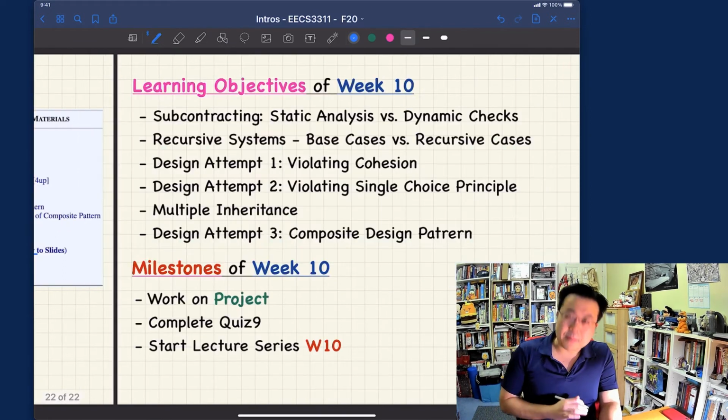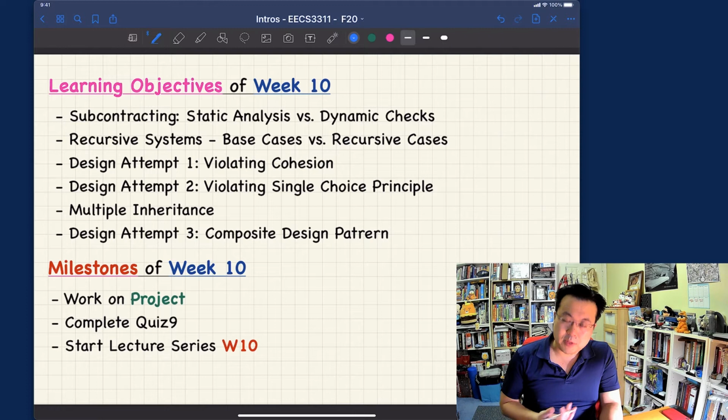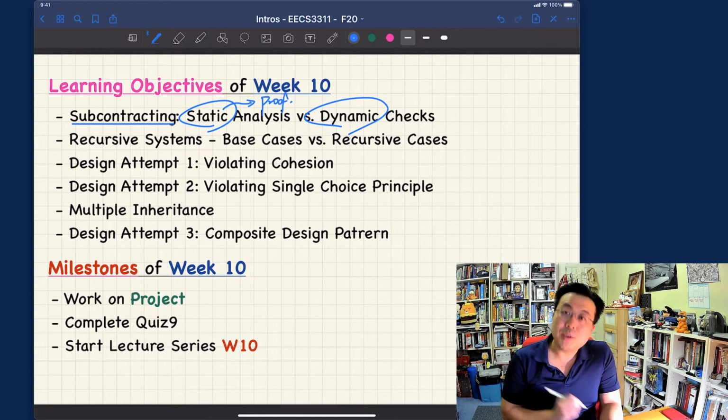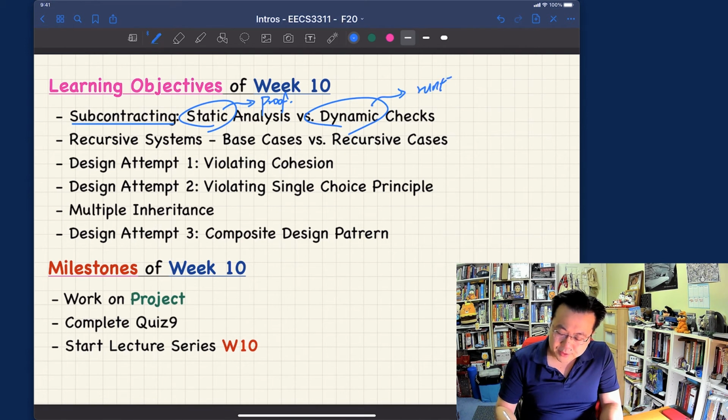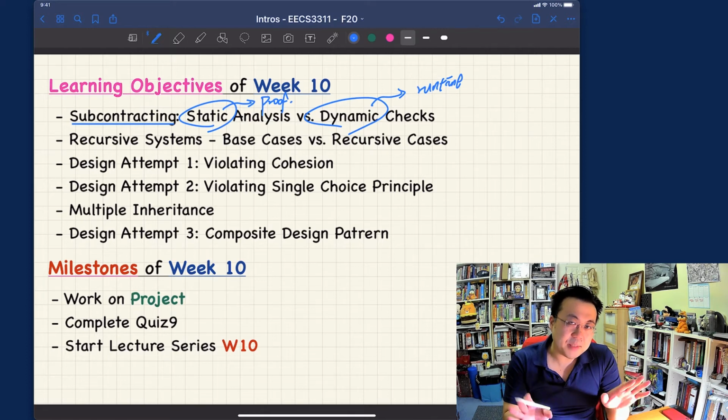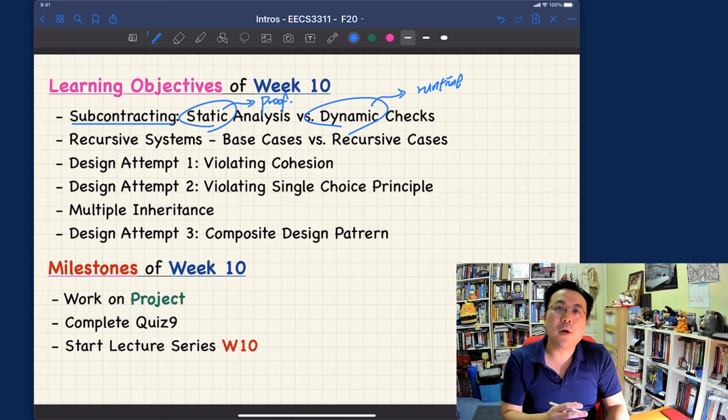Let's take a look at the milestone very quickly, and also the learning objectives. The first one is called subcontracting. We're going to talk about static versus dynamic. Whenever I talk about static, that means you're going to do some proof or disproof by using a counterexample. And dynamic is really about runtime. These are two orthogonal aspects that you don't want to get confused about. Try to study these two aspects separately, and then try to connect them together. That's how I would advise. You will see that as you flow through the lecture.